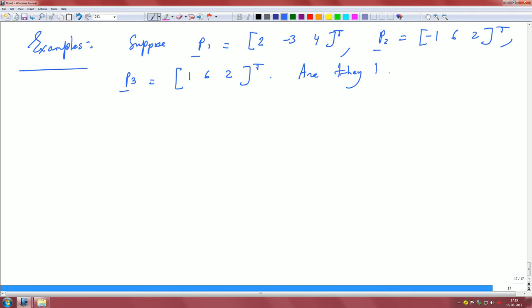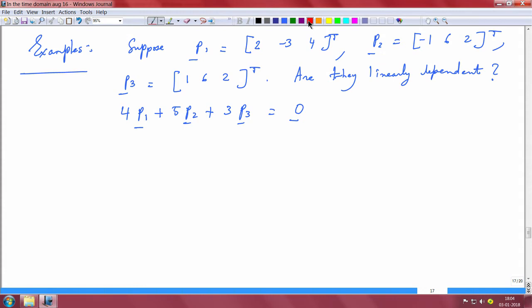Are they linearly dependent? So, I'll also give you the answer. If you did 4p1 plus 5p2 plus 3p3, you get this null vector. So just cross check and then conclude that they are basically linearly dependent.